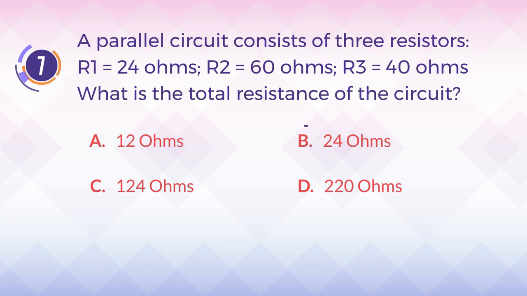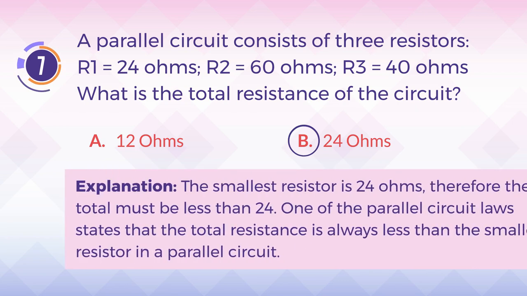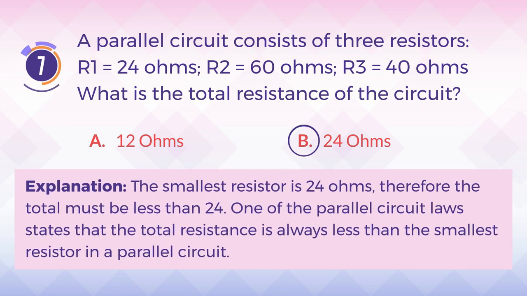The correct answer is B, 24 ohms. Explanation. The smallest resistor is 24 ohms, therefore the total must be less than 24. One of the parallel circuit laws states that the total resistance is always less than the smallest resistor in a parallel circuit.